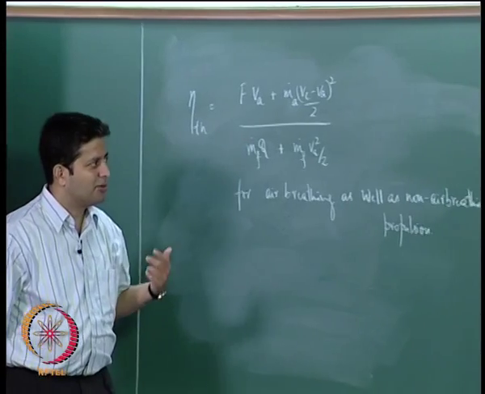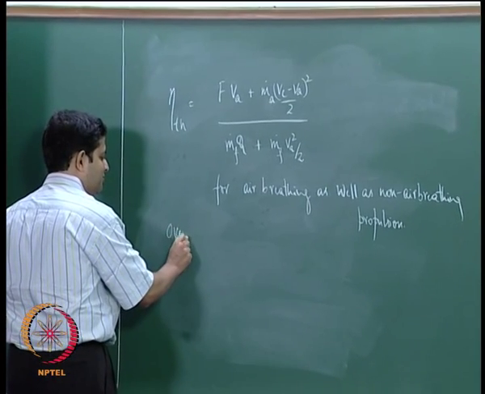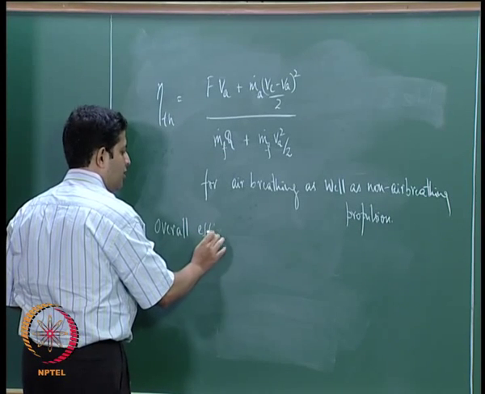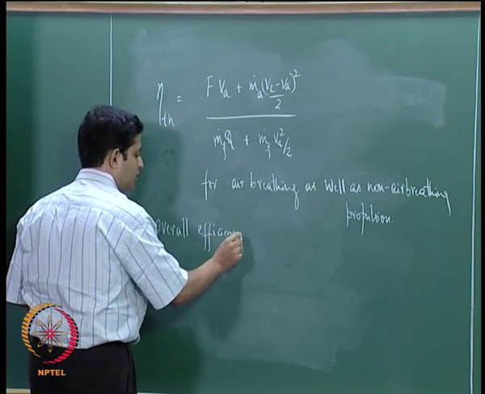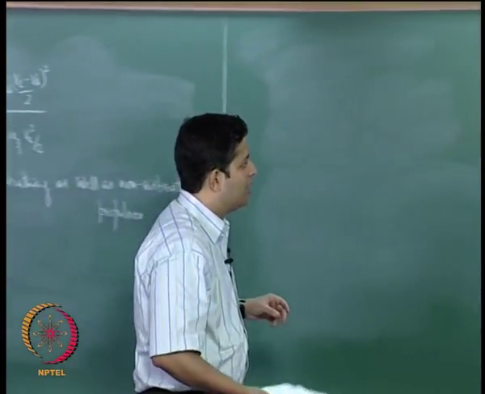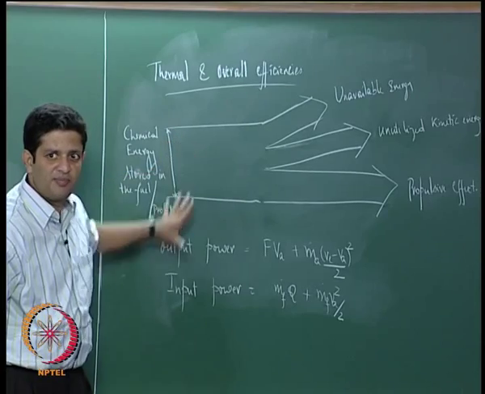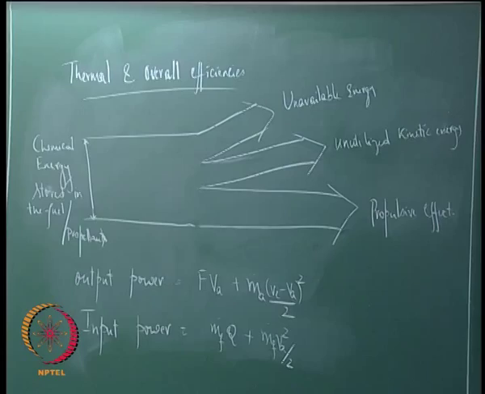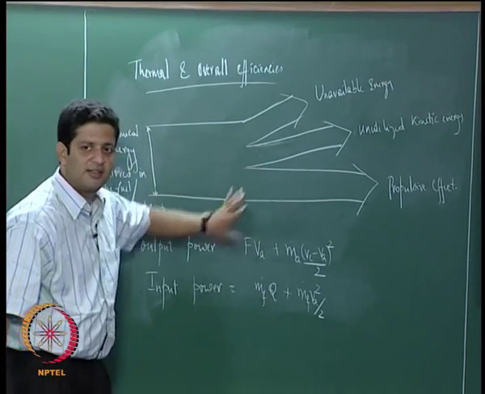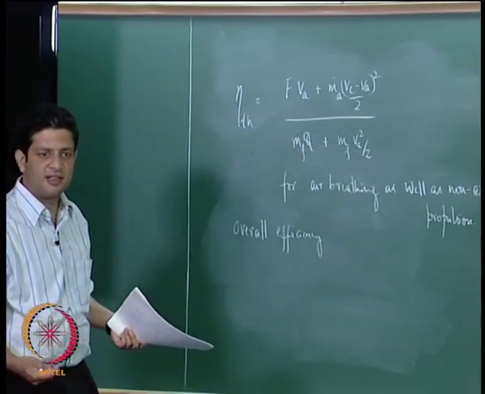Now from this we can derive an expression for the overall efficiency. What is overall efficiency? Overall efficiency is this divided by this, right. Now we have done this divided by this, we have done this divided by this. So the overall efficiency we can express in terms of propulsive efficiency and thermal efficiency.